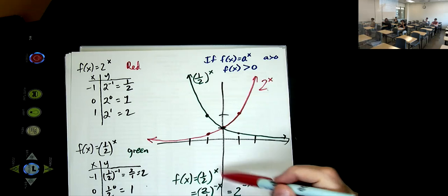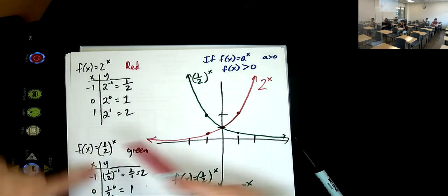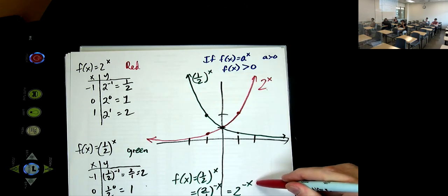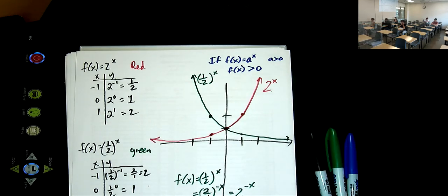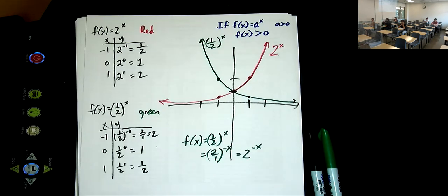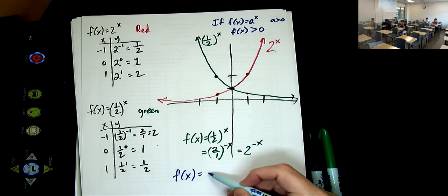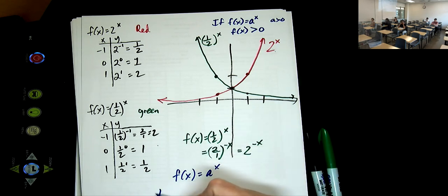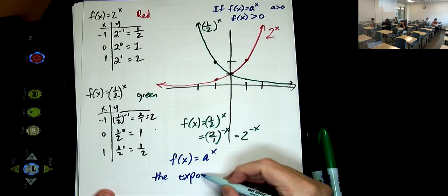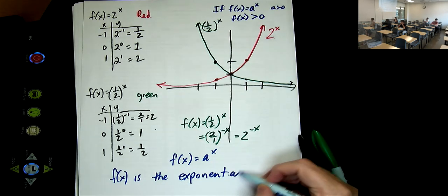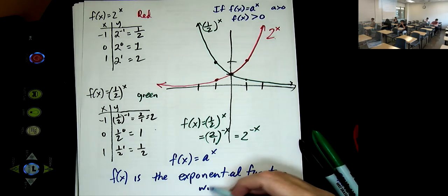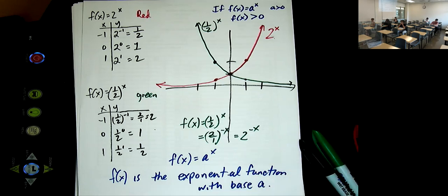If we have a value between 0 and 1, like here, or if the exponent is a negative, like that, it's going to be decreasing. This happens every time. And so for f of x equals a to the x, they say that this is the exponential function. f of x is the exponential function with base a. So exponential means my variable is the exponent.